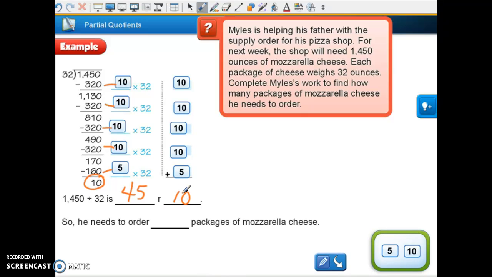So how many packages does he need to order? 45. 46. Why are you saying 46? Because it's 45. Yeah, he can't short some pizza cheese, so he's got to order extra. Okay, so he's going to need 46 packages of cheese. When you add that extra package, that's called interpreting your remainder, deciding, can I just throw that remainder away, or do I need to account for it? And we're going to have a lesson on that in the next few days.